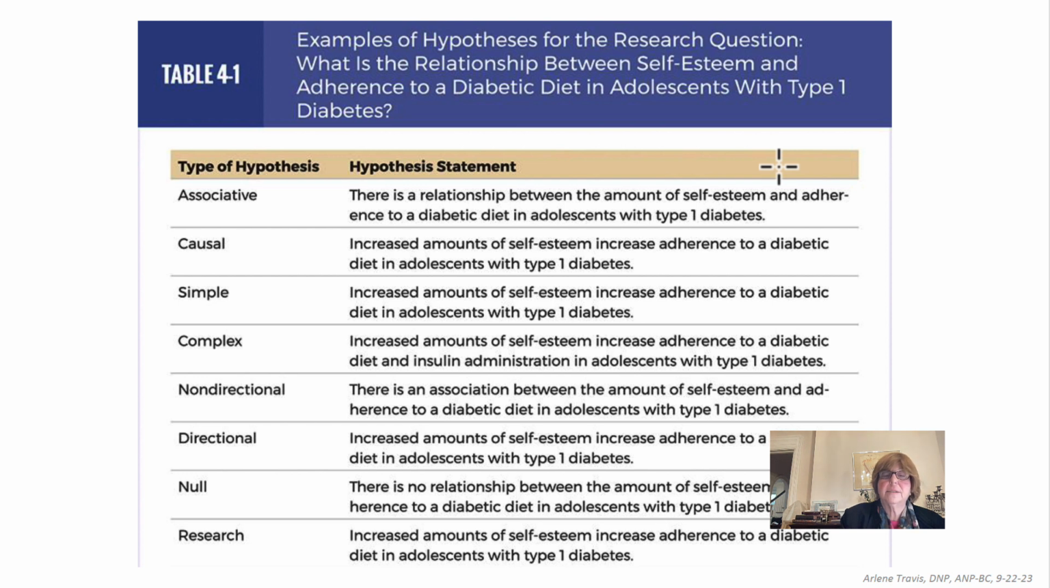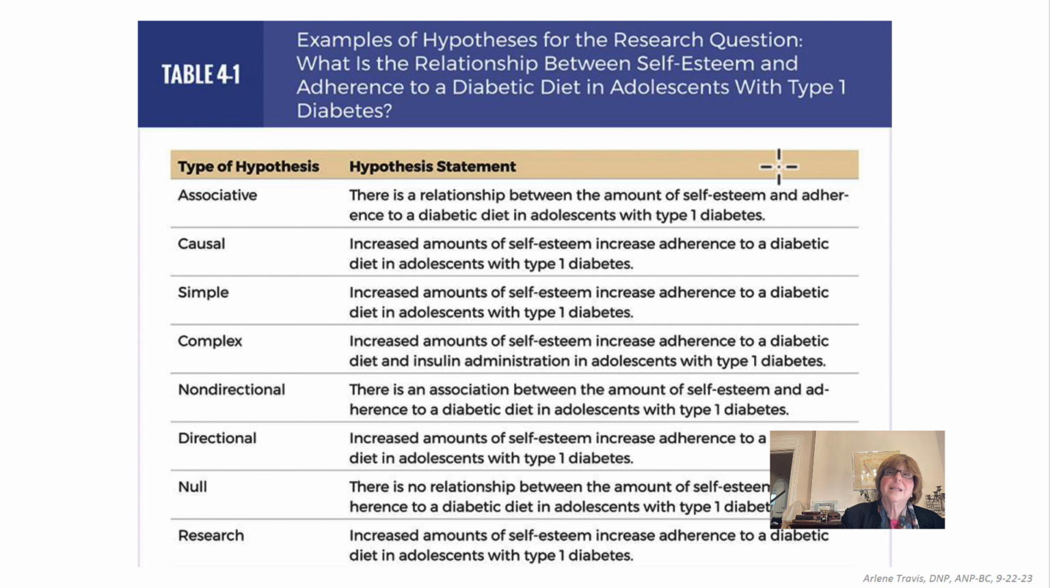Causal is increased amounts of self-esteem, increased adherence to a diabetic diet in adolescents with type 1 diabetes. Simple is increased amounts of self-esteem, increased adherence to a diabetic diet in adolescents with type 1 diabetes. And here, non-directional is just telling us that there's an association between the amount of self-esteem and adherence to the diabetic diet in adolescents with type 1. Directional, it's going to tell us which way it's going to be. Increased amounts of self-esteem increases adherence to a diabetic diet in adolescents with type 1 diabetes.